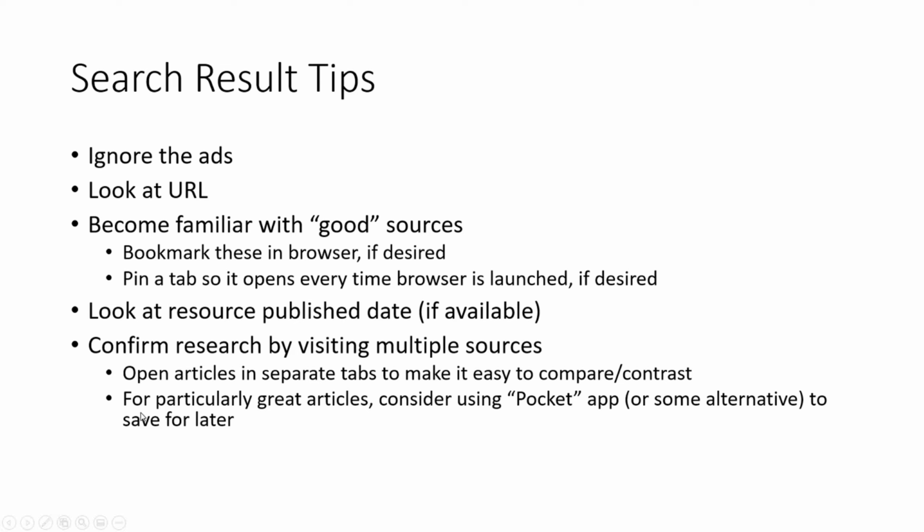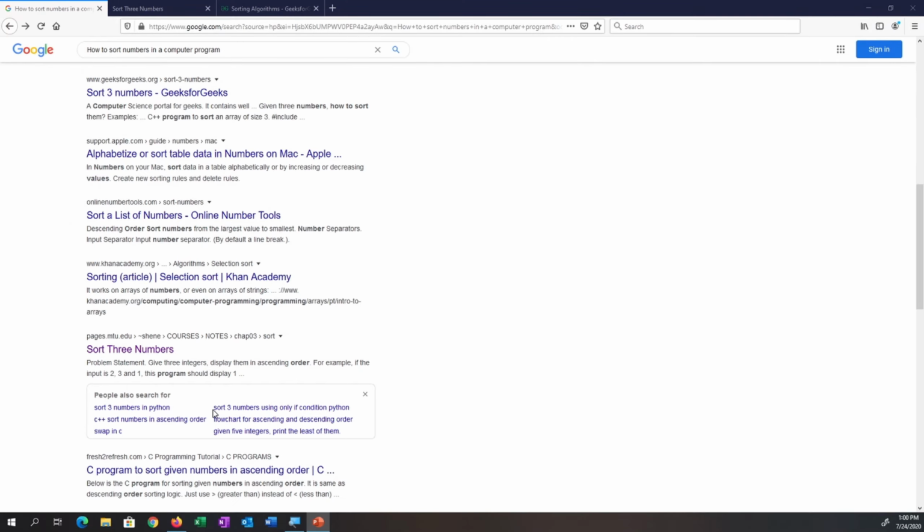Now, there's one other one here I'm going to mention. It's particularly for articles that you really don't want to forget. It had an awesome little tip or trick or just some general information that you might want to go revisit again. I'm going to recommend using something like Pocket, which is an app that I use sometimes for saving stuff for later, and I'm going to demonstrate that really quick. But there are other tools that are like this.